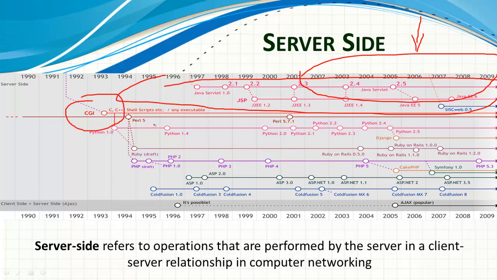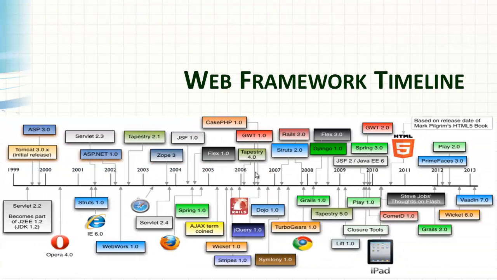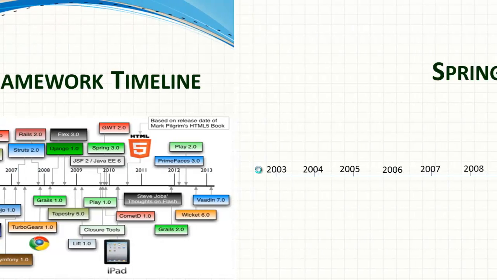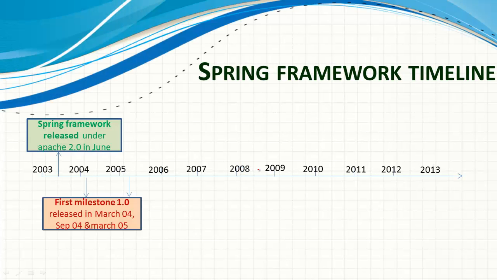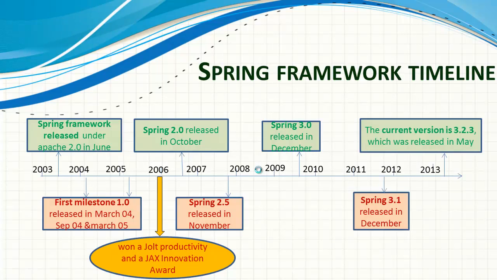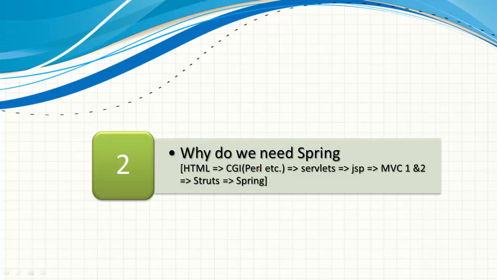And then we also saw the other parallel technologies that kept evolving along with the Java world: Perl, Python, Ruby, PHP, ASP, all server-side stuff. And then another combination was the client-side with server-side, which was called Ajax. So we saw these, and then we saw the web framework timeline, the different frameworks that came into the picture, and the timeline associated with it. And then we saw the Spring framework timeline itself, when it was first released, and what the different versions associated with these releases were. So this concluded the timeline section.